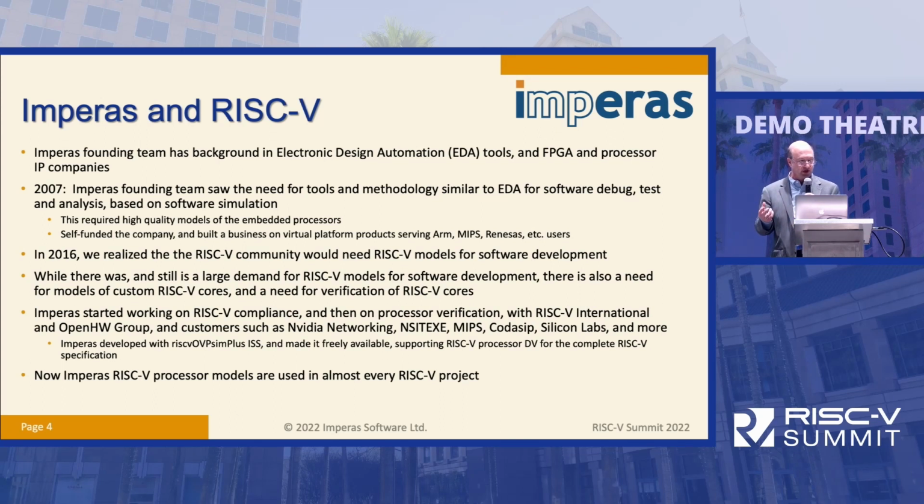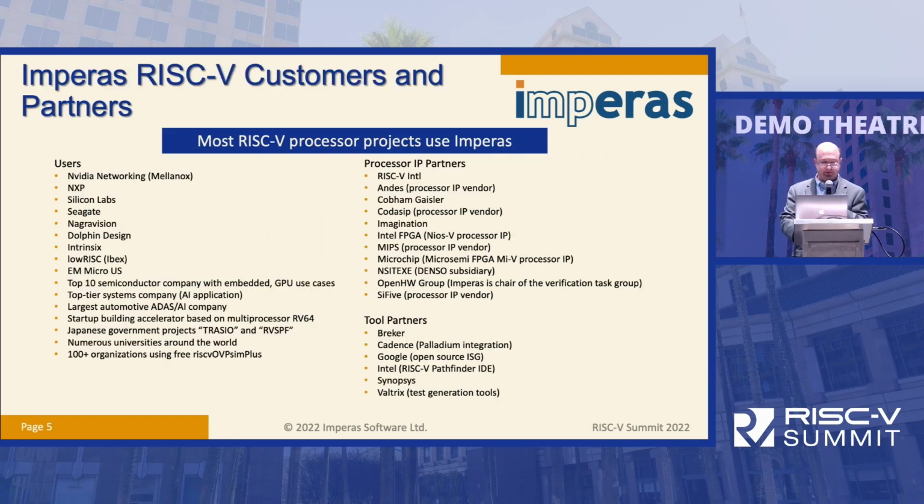So we developed the RISC-V OVP Sim Plus ISS. This is freely available on our Open Virtual Platforms website, and this supports the complete RISC-V specification that is ratified. It also supports the stable unratified pieces of this specification. And between our commercial customers and the users with a free RISC-V OVP Sim Plus, Imperas RISC-V processor models are used in almost every RISC-V project.